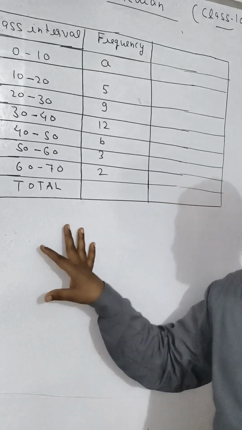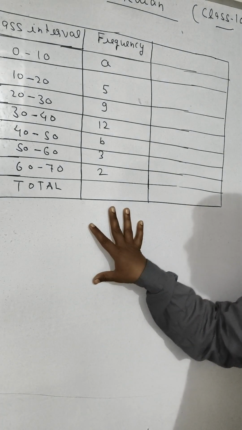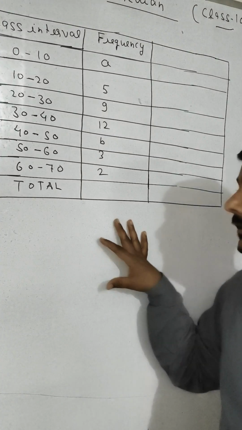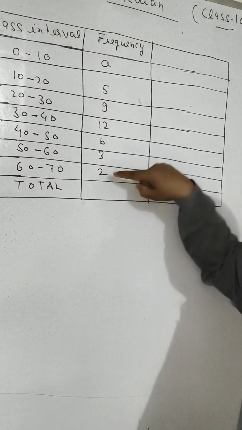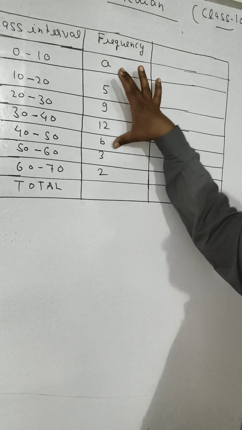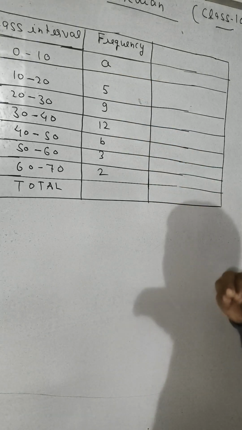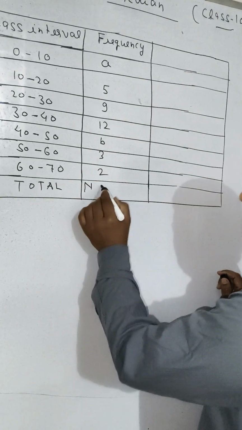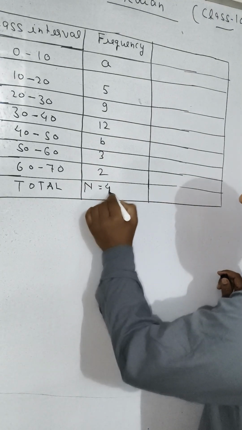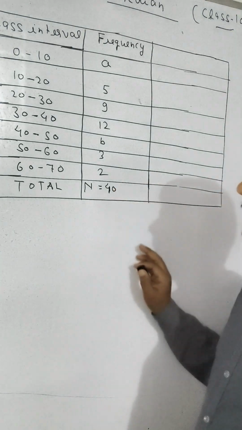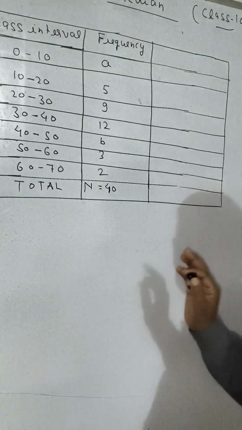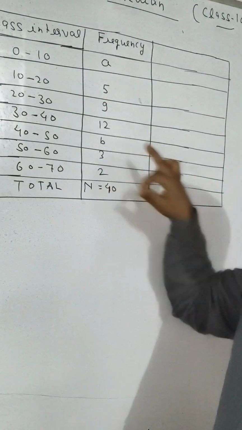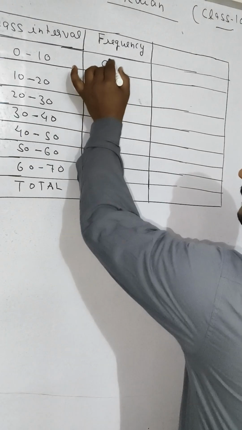So, a very important question for class 10th. How will you calculate the median of a given data? In this data, we will have to calculate the missing frequencies A and B. Here two frequencies are missing. Also, the total number of frequencies, n, is given as 40. So how will you calculate the missing frequencies A and B?